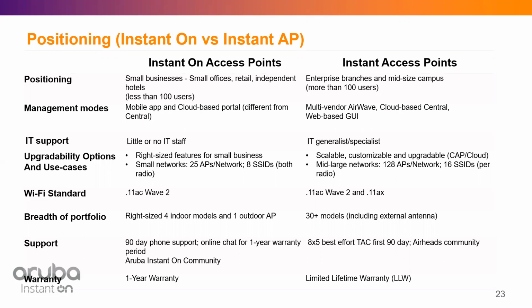There's a lot of upgrade options with these, as I mentioned, and again, 128 access points in the network versus 25 access points in the network, definitely a lot more scalable. We do have Wave 2 and AX access points here, and when we were going over the models, you saw there's a lot more.